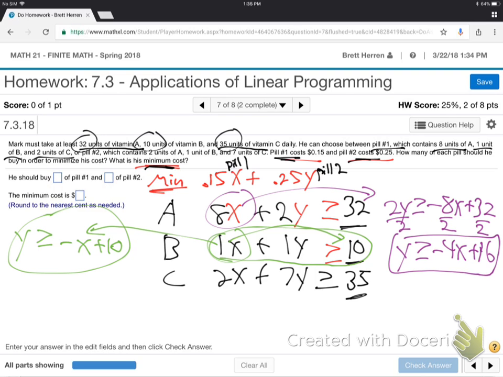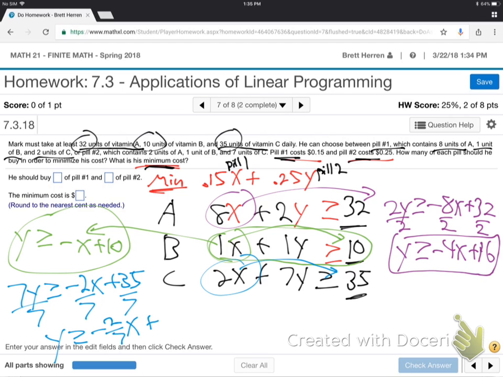And then the third one, grab the 2x, jump it to the other side, so 7y greater than or equal to minus 2x plus 35. Divide by 7, y greater than or equal to minus 2/7x plus 5. There's the third equation. So I got y alone in all 3 equations. Is that good?